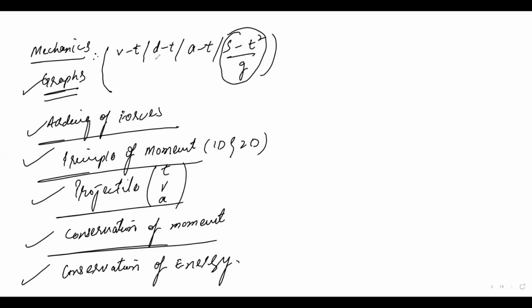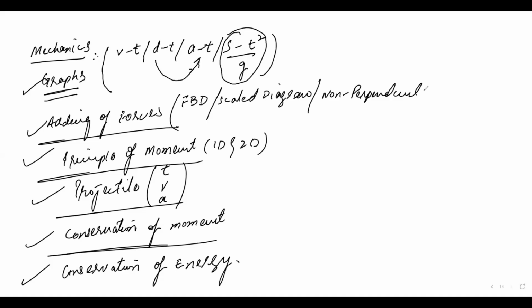From the graphs, an important question is that you need to understand the VT graph, the DT graph, the AT graph, and how from the s and t squared graph you'll be able to calculate the gravitational acceleration, right? Very important 6-marker question, 3 markers for the Cambridge ones. And how can you convert a displacement time graph into an acceleration time graph, right? Whenever you talk about the addition of forces, you need to understand how to draw free body diagrams. Apart from that, how to draw scaled diagrams, how to add non-perpendicular forces, and how to get the resultant of the non-perpendicular forces.